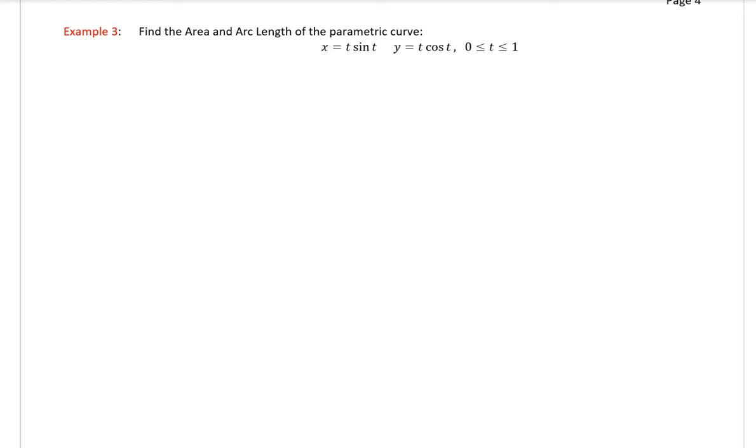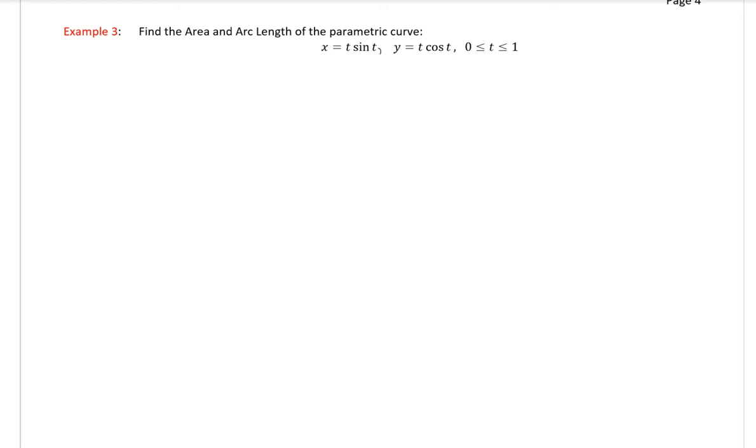All right, here we're going to find both area and arc length of the parametric curve defined as x equals t sine t, y equals t cosine t, where t is between 0 and 1. Okay, so we're not finding surface area. We'll do that in the next one.